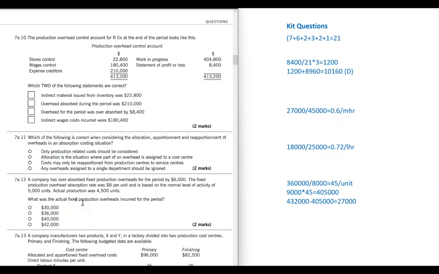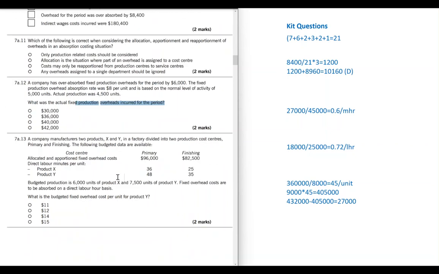What was the actual fixed overhead incurred for the period? A company has over-absorbed fixed production overheads for the period by 6,000. The fixed production overhead absorption rate was 8 and is based on a normal level of activity of 5,000. Actual production was 4,500.